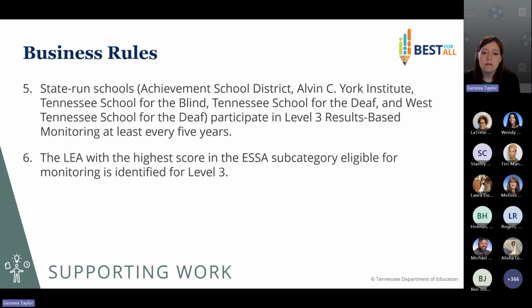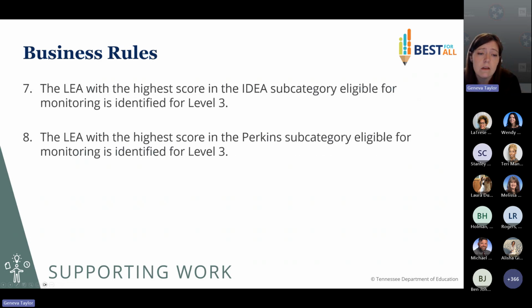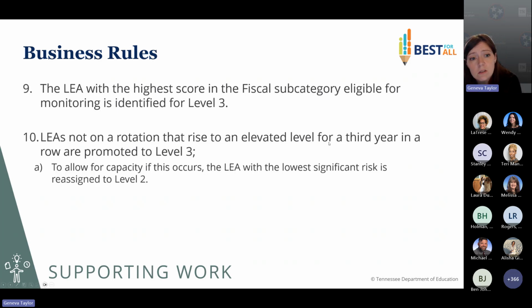Then we move into business rule number 6. The LEA that has the highest score in the ESSA subcategory is monitored for level 3, and that's all eligible programs. So if your ESSA score is your highest at-risk score, you're still going to be monitored for ESSA, IDEA, CTE, relief, and fiscal, as well as any other applicable components. Very similarly, the LEA with the highest subscore in IDEA, the LEA with the highest subscore in Perkins, and the LEA with the highest subscore in Fiscal are identified for level 3. And again, that is for all eligible program and fiscal components since we are a combined process.